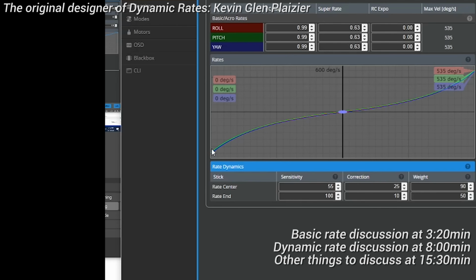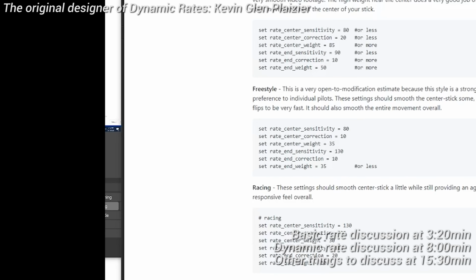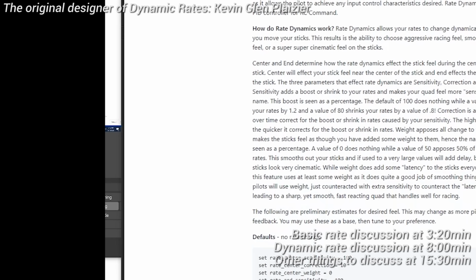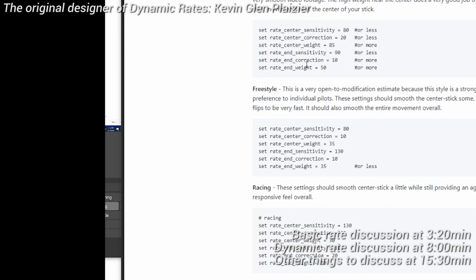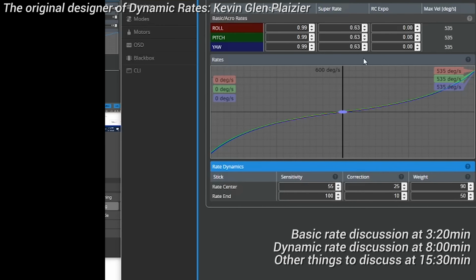And so that's the dynamic rate system. A racer will want something very different. And if you go to the GitHub page, it has all this described out for you as well. The link is in the description below, and it's got recommendations for cinematic, freestyle, and racing. And this is really just a place to start from. It doesn't have a recommendation for Cinewhoops. This would be my recommendation for Cinewhoops because I would assume everybody wants it to be super squishy and super soft and easy to fly. And so that's a dynamic rate system.